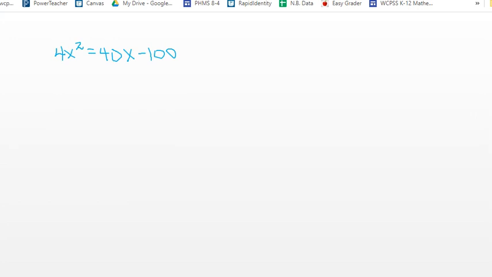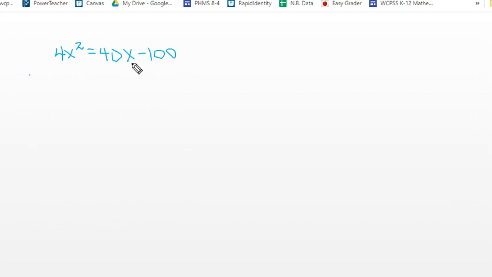In the next section of the lesson, you're asked to determine which method you would choose to solve each equation and why, and then actually solve it. And so we're going to look at a couple of different problems. This first problem, if we were going to try to solve this using inverse operations, we would want to get all of our terms with the variable on one side and get our constants on the other.